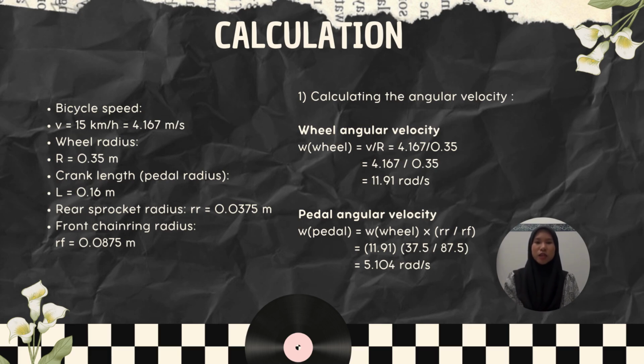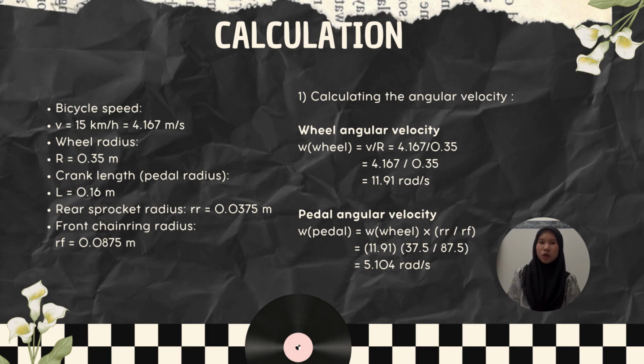Next, I will explain the calculations used in this project. In this study, the principle of relative velocity and rigid body dynamics was applied to analyze the motion of a bicycle wheel and pedal system. The cyclist is assumed to ride at a constant speed of 50 km per hour, which is equal to 4.167 meters per second. The wheel radius is 0.35 meter and the pedal is located 0.16 meter from the center of rotation.